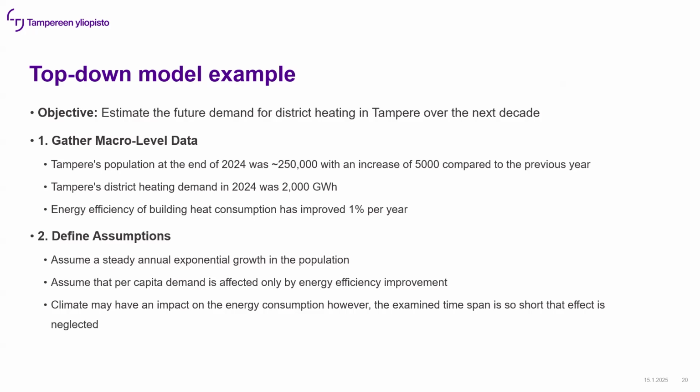Assume a steady annual exponential growth in the population. Assume that per capita demand is affected only by energy efficiency improvement. And of course, we have to exclude some things. There's climate change, and you can get rather accurate model predictions of what's going to happen to the average temperature. Of course, those are only predictions. But if you're talking about a 20-year scale, you want to take into account that the climate is most likely going to be slightly warmer in our country. So on a general level, it means that less production is required. But since we're talking about the next decade, we don't take that into account.